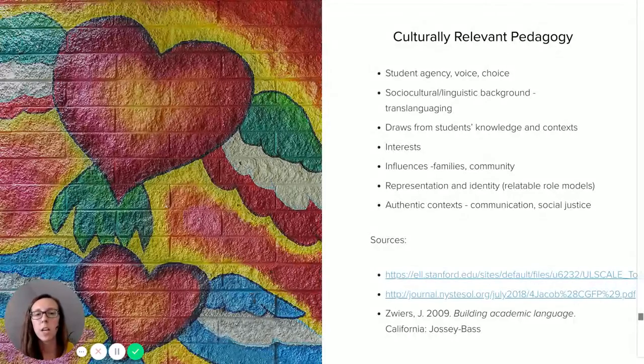The last one I wanted to talk about, and I would argue one of the most important, is culturally relevant pedagogy. So really thinking about ways that student agency, voice, and choice show up in your classroom. Thinking about ways that students' own sociocultural linguistic backgrounds show up.